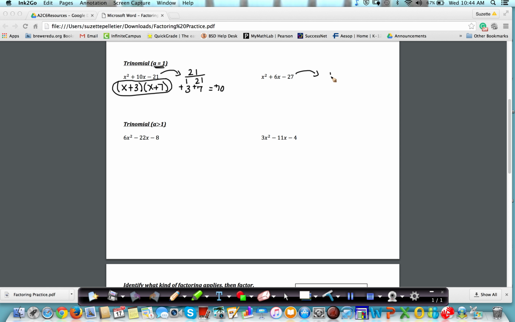Factors of 27. 1 and 27. Okay. 3 times 9. And what else? Anything? Probably not. Doesn't matter because I have positive 6. So I have a positive 9 minus 3. That's going to give me positive 6. Again, I don't have to worry about anything else. I found the two factors that give me the 6. Put them right into the parentheses. X minus 3, x plus 9. There are the two factors that give me that trinomial.